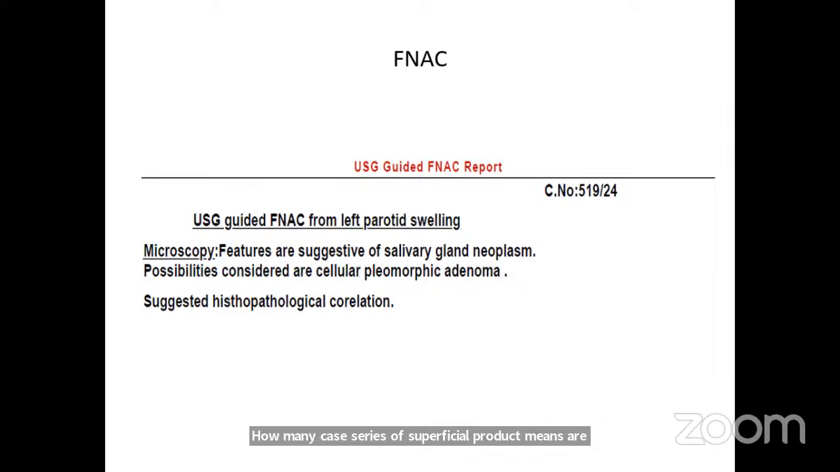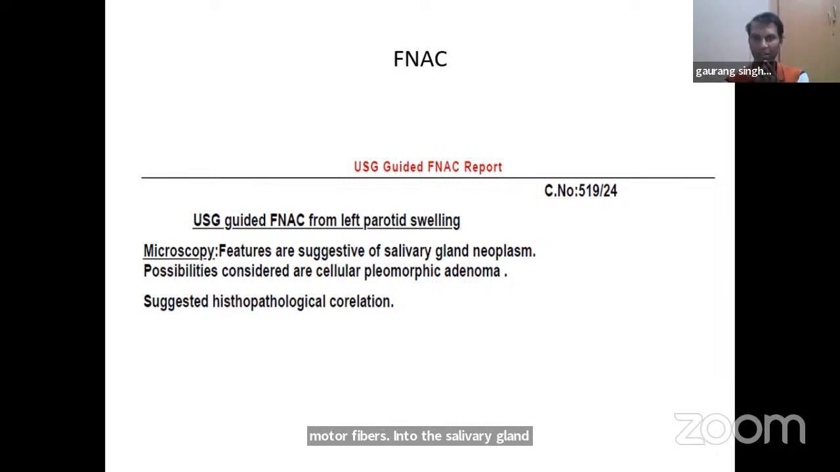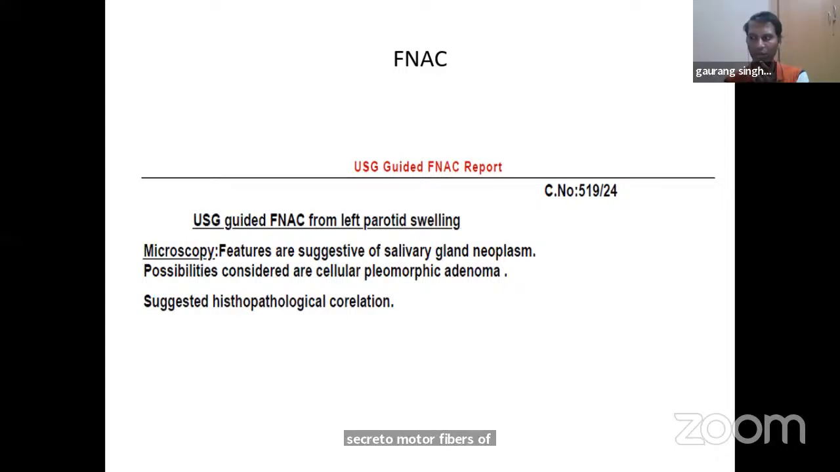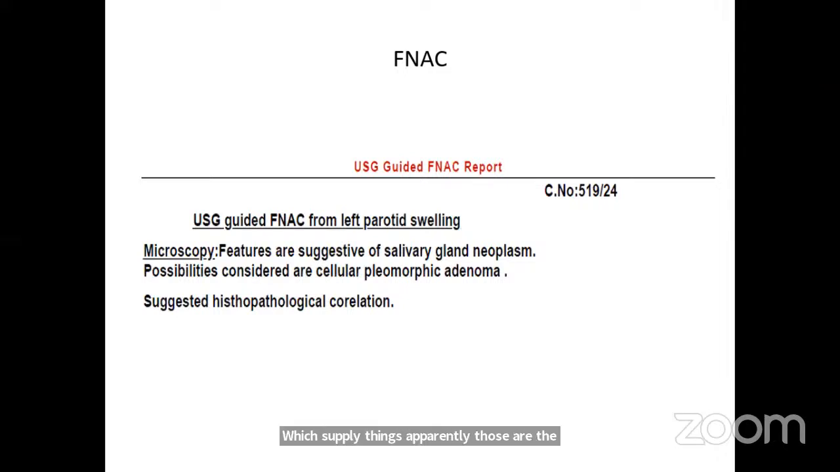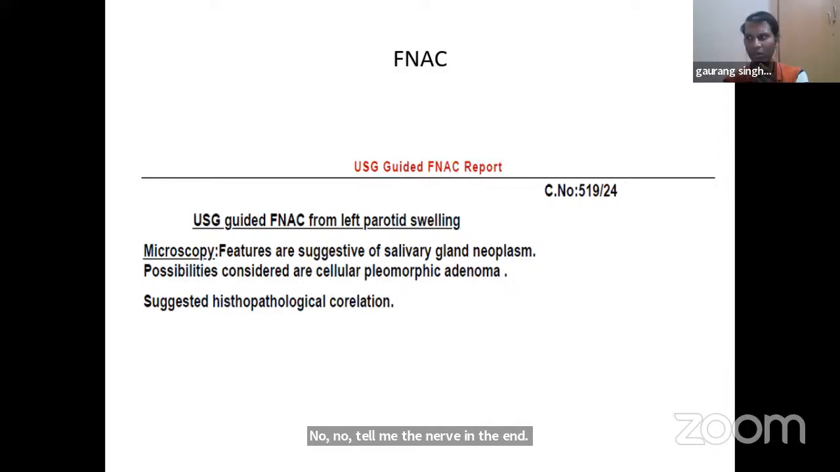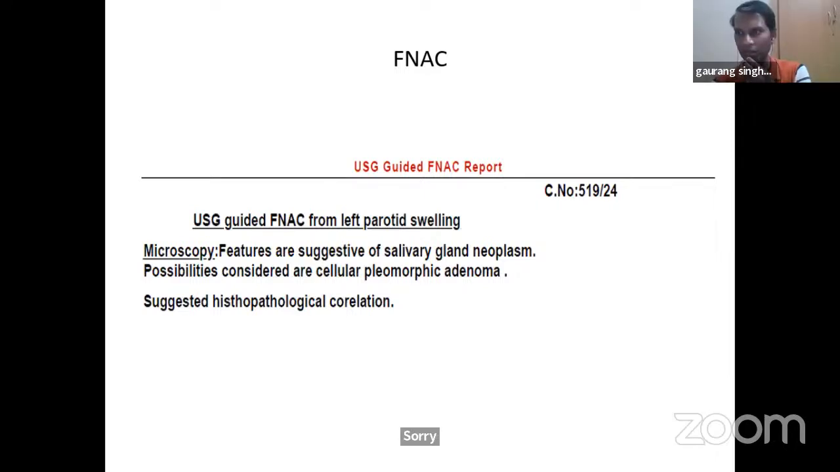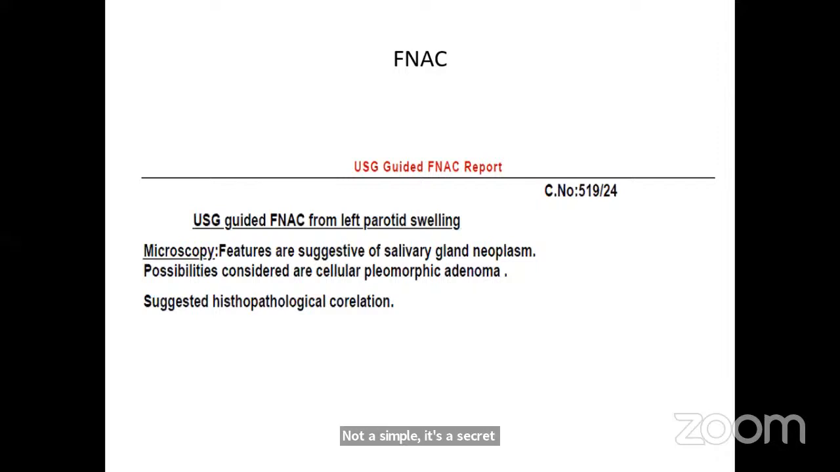It has something to do with the course of the secretomotor fibers into the salivary gland. What are the secretomotor fibers of the parotid? Which would supply the parotid? Those are arrays of the otic ganglion, sir. No, tell me the nerve. Parasympathetic secretomotor fibers. Correct. What nerve supplies it and what is the course? Auriculotemporal nerve, sir. So what is the course of the auriculotemporal nerve?